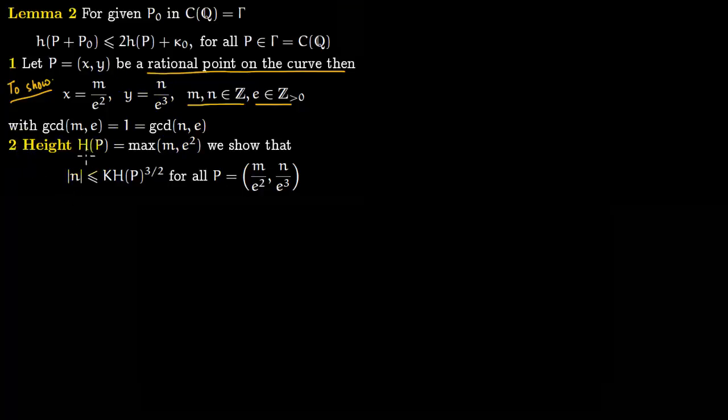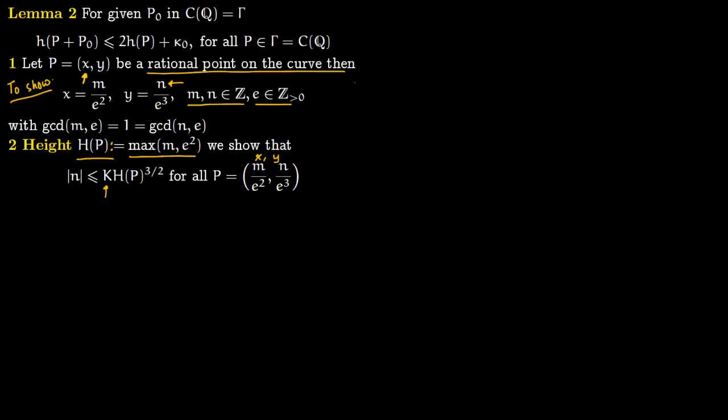Number 2 is height. You know that the height for a point P(x, y) lying on our cubic curve is always the height of the first coordinate. This is how we have defined the height. So height of this point P is actually the maximum of m and e square, because you always consider the height of the first coordinate. This is our definition of height. Then we can show that this number n here also has a bounded height. So n is some constant k times h(P) to the 3 by 2, for all points x and y lying on the curve. These points x look like this, which we have copied here, and y looks like this, which we have copied here.